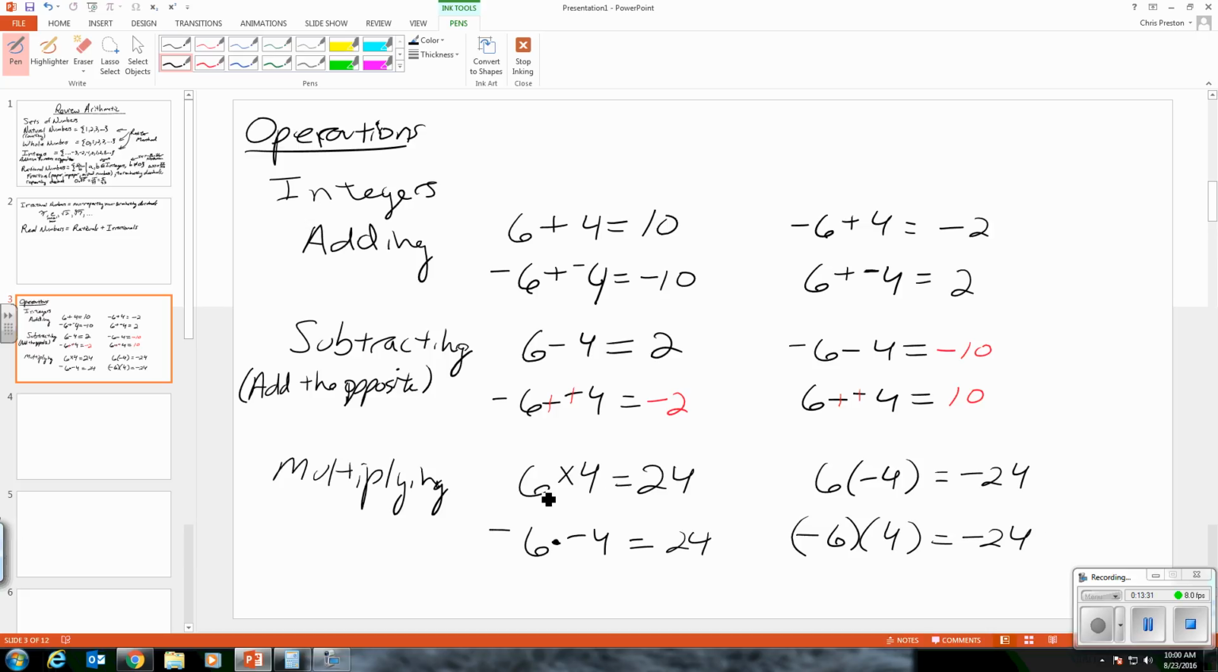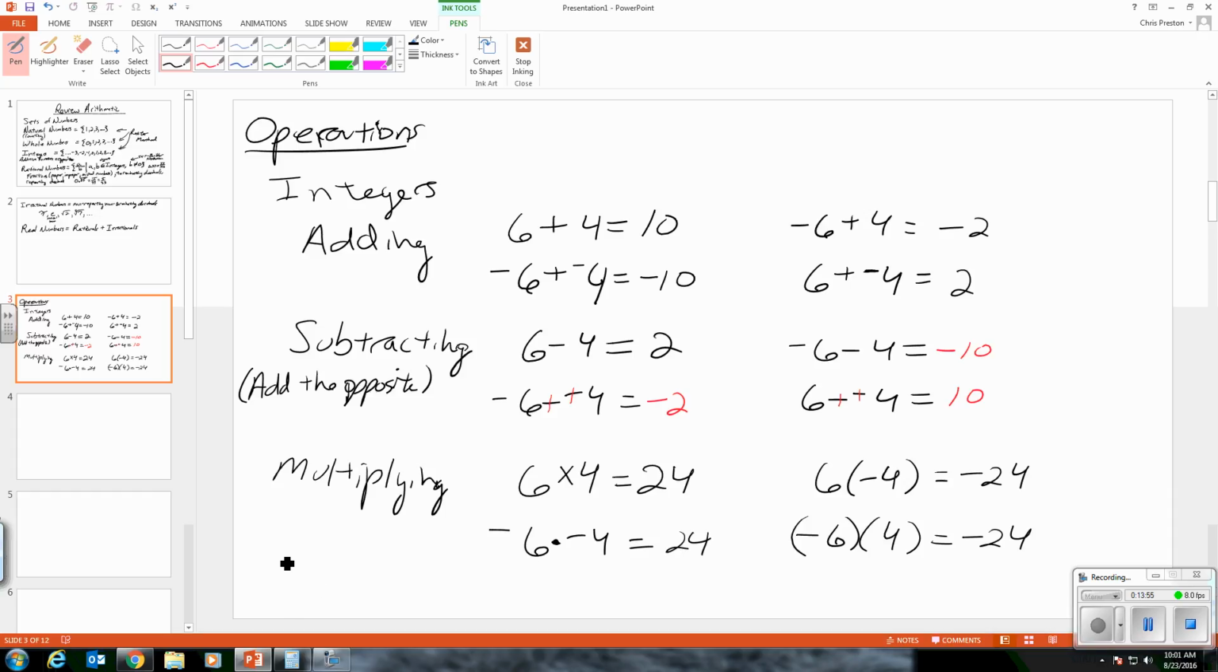So what's the rule? If you're multiplying two numbers and they have the same sign, you multiply those together, you get a positive. Negative times negative, positive. If you're multiplying two numbers together and you have different signs, then the answer is negative. So you can think of a negative as turning the positive into a negative. It'll change the sign. So if I start with a negative and multiply by a negative, I'm going to change the sign, so I'm going to make it a positive.